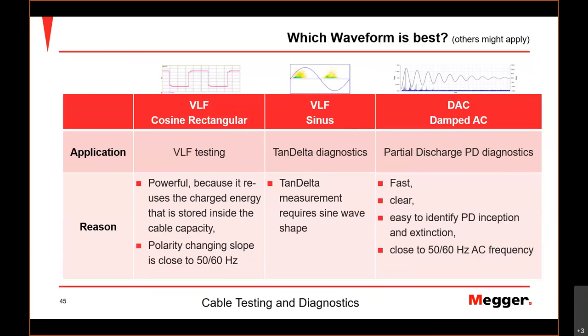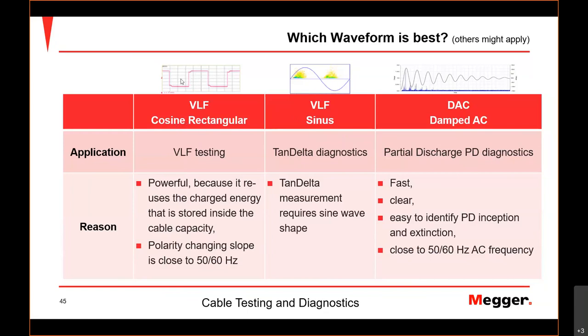And that's where we apply the cosine rectangular, ideally, because we have a cosine in the polarity change, which is nearly 50 hertz actually, coming close to our 50 hertz frequency. Then we have 5 seconds of DC voltage, then a polarity change in a cosine wave, and then the DC voltage again. That's why it's called cosine rectangular. Keep in mind, some sine wave instruments have a button where you can change it to rectangular wave shape. That's not cosine rectangular.